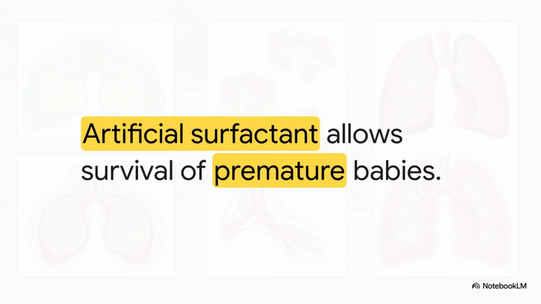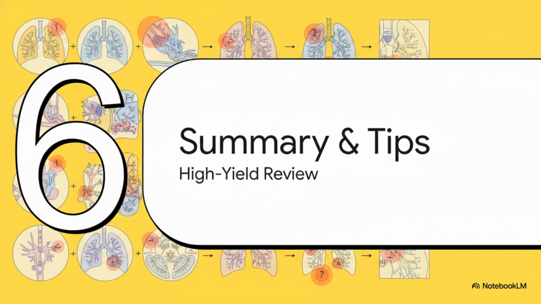The development of artificial surfactant, which can be delivered right into a premature baby's lungs, combined with treating mothers with glucocorticoids before a premature delivery to actively kickstart fetal surfactant production, it's been a total game changer. It has drastically reduced RDS mortality. Because of these interventions, we're now seeing the survival of some babies born as incredibly early as 5.5 months of gestation. And finally, part 6, our summary and exam tips.